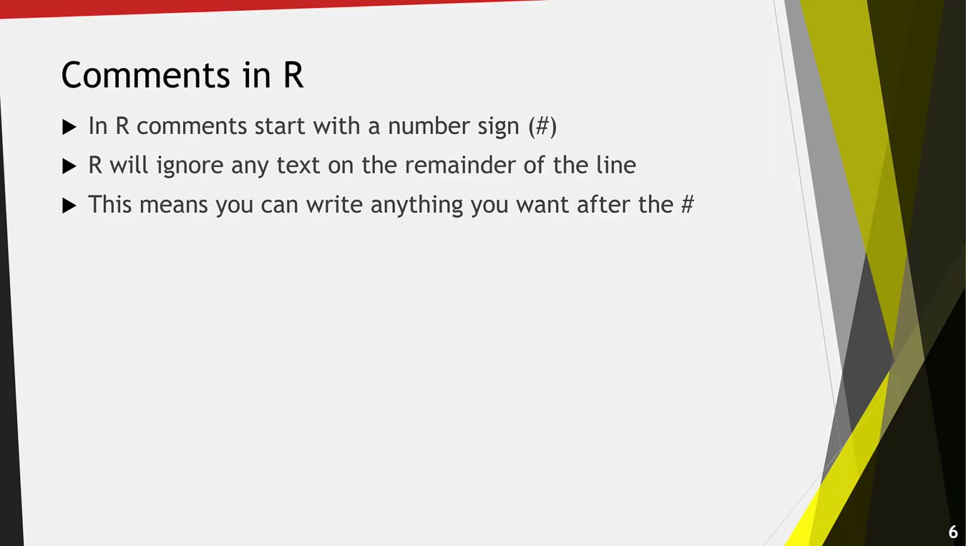The way a comment works is if R encounters one of these symbols, it's going to ignore any text on the remainder of the line. This means you can write anything that you want after the number sign.